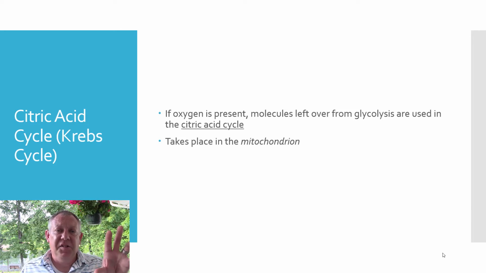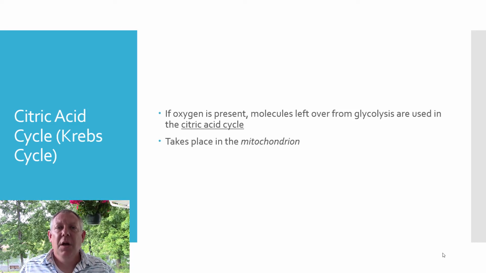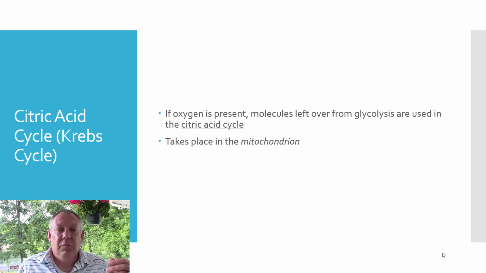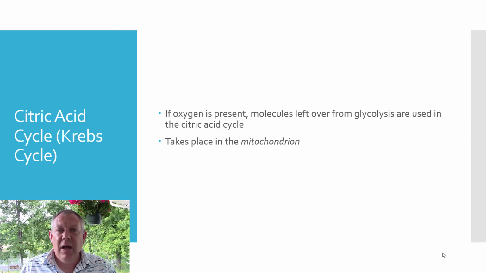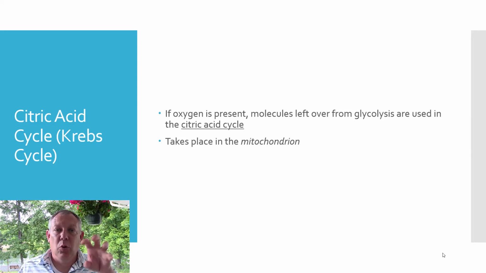Now, whereas glycolysis took place in the cytoplasm of the cell, the remaining reactions are all going to take place inside the mitochondrion. You remember the mitochondrion is the powerhouse of the cell. It's where we break down our food and extract energy. And what we're specifically talking about are these reactions. The citric acid cycle and the electron transport chain are all inside the mitochondria. So that's why the mitochondria is the site where we extract most of our energy.